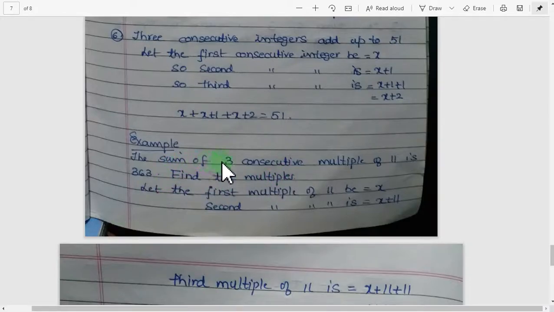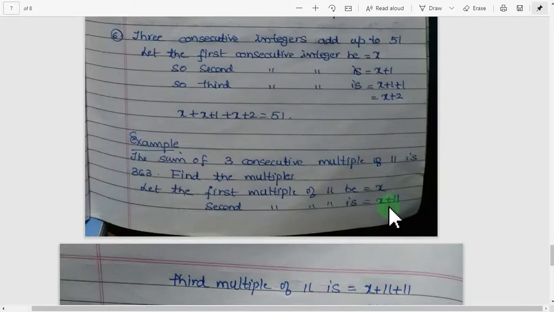So here how many numbers are there? 3 consecutive multiples. So we will consider the first multiple of 11 to be x. First one you consider as x. See, multiples of 11 or multiples of any number means you have to add 11 to the previous product, right? So 11 ones are 11, 11 twos are 22. How did we get 22? 11 plus 11, by adding 11 to that. So if this is our first multiple of 11, then for the second multiple you have to add 11 to the previous multiple, right?